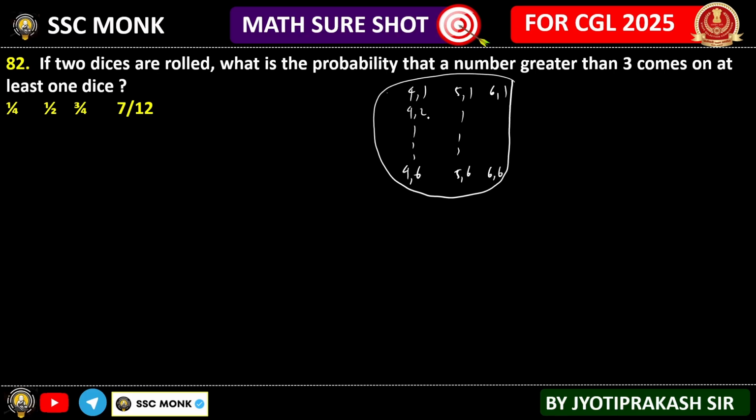So how many possibilities are there? 6, 6, 6, that is 18, divided by, when two dices are rolled, how many possible options can come? 6 into 6, 36. So what is the probability? 1 by 2. Answer option B.